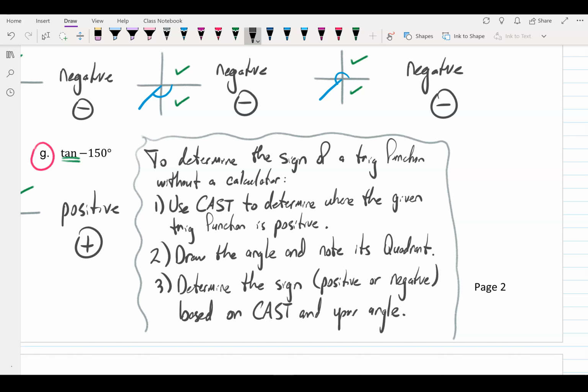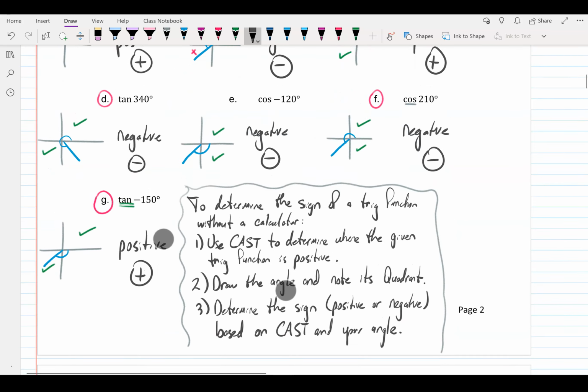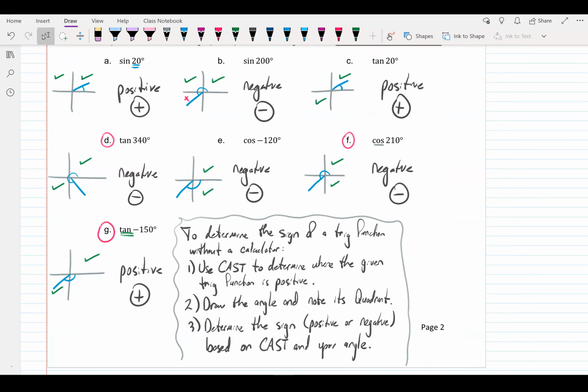Okay, so different ways to approach this problem, but the main idea is if you're going to determine the sign of the function, use CAST first, have CAST in the back of your head so that you know which quadrant is positive for the given trig function. So use CAST to determine where the given trig function is positive, okay? Draw the angle and note its quadrant. So if the angle you draw is in quadrant 4 and it's a tan, you should know it's negative, right? Because it's not in a positive quadrant. And then you determine the sign based on CAST and your angle.